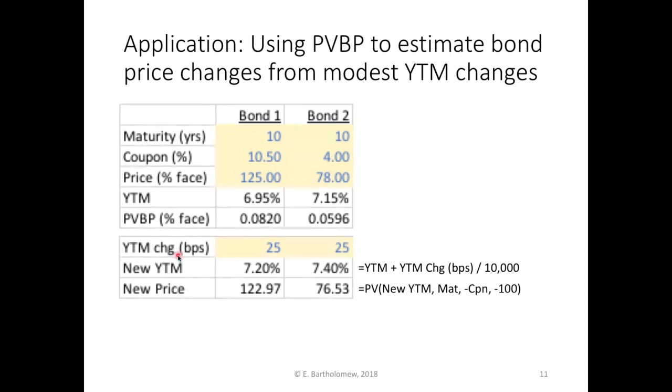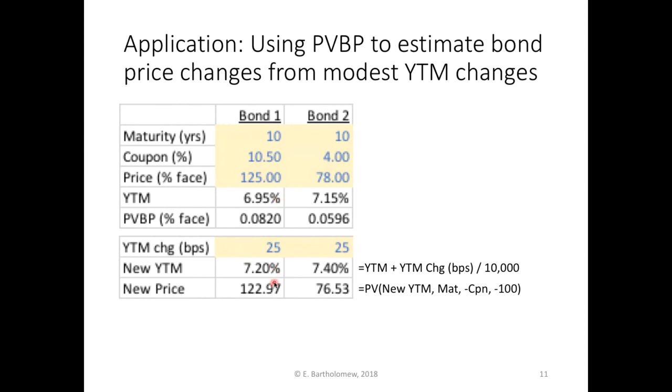So for example, if we wanted to say what happens if yield to maturity goes up by 25 basis points, well, we could calculate that precisely just by adding 25 basis points to our yield.